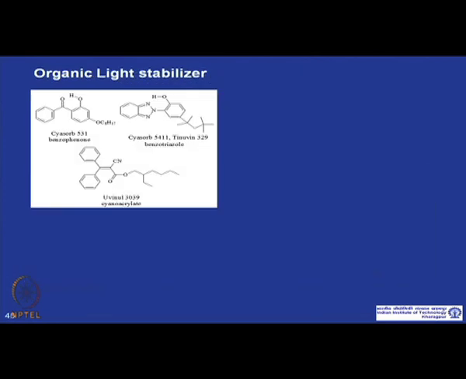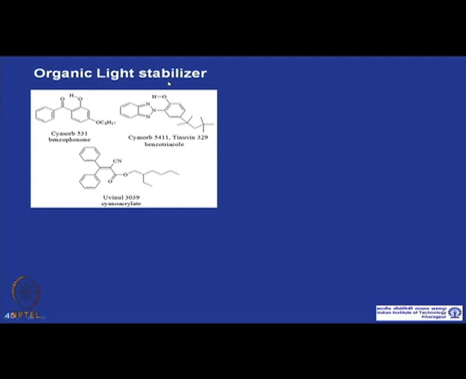So, light stabilizers must basically, we talked about two types of light stabilizer, one which can absorb the UV light and protect the bulk of the polymer from UV light, and second we talked about HALS, which basically prevent the oxidation process or the radical process and prevent the molecular degradation.